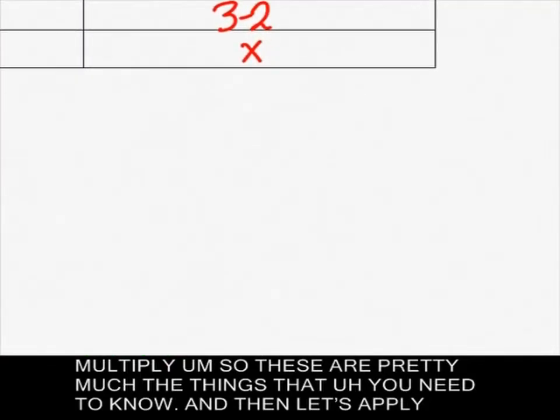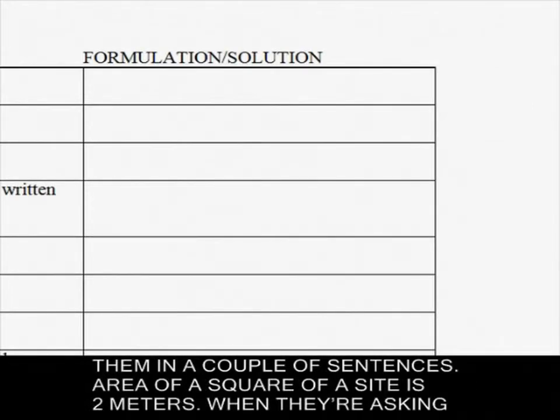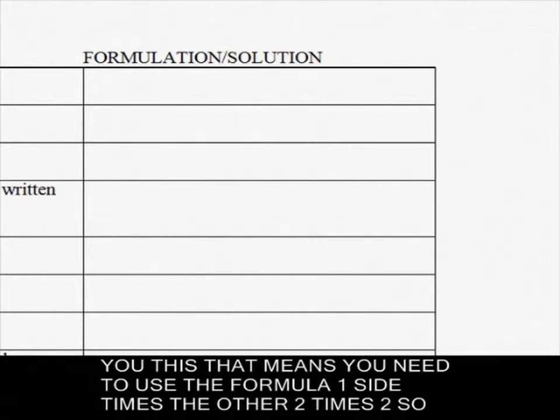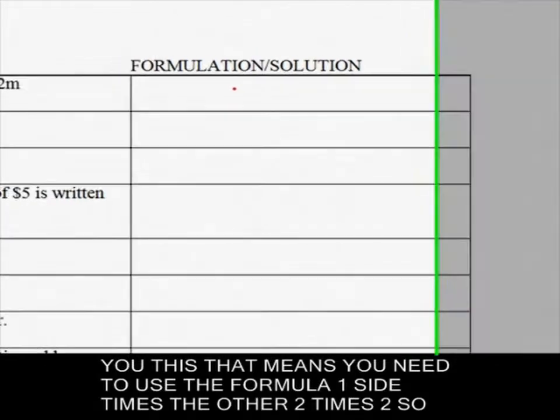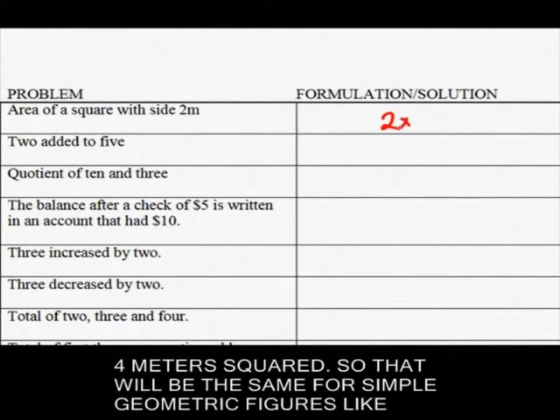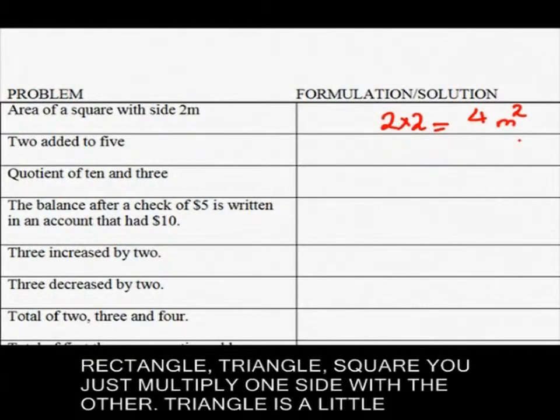So these are pretty much the things that you need to know. And then let's apply them in a couple of sentences. Area of square with side 2 meters. When they're asking you this, that means you need to use the formula. One side times the other, 2 times 2. So 4 meters square. That will be the same for simple geometric figures like rectangle, triangle, square. You just multiply one side with the other.